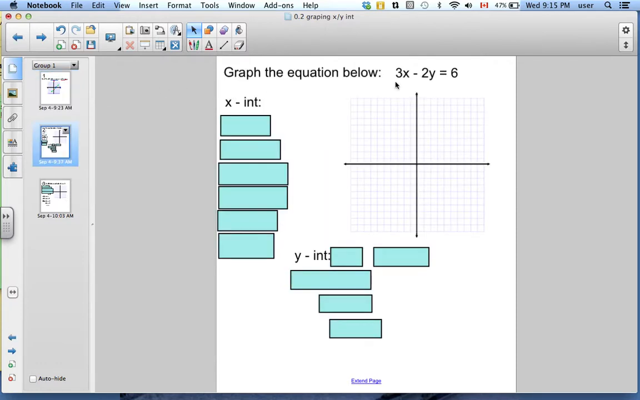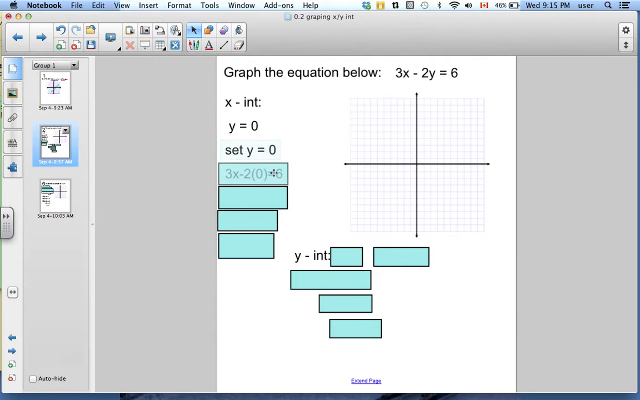So we're going to graph the equation here. So it's 3x minus 2y equals 6. First thing we're going to do is solve our x-intercept. Well, like we said just before, our x-intercept is where our y value is equal to 0. So what we can do here is set our y value equal to 0 in our equation. When we're doing that, we're going to be left with 3x minus 2 multiplied by 0 equals 6.